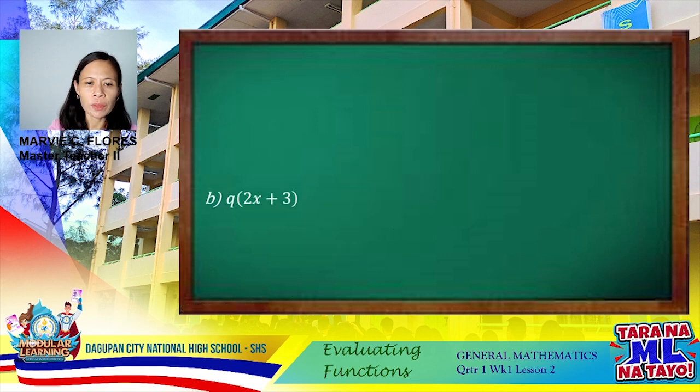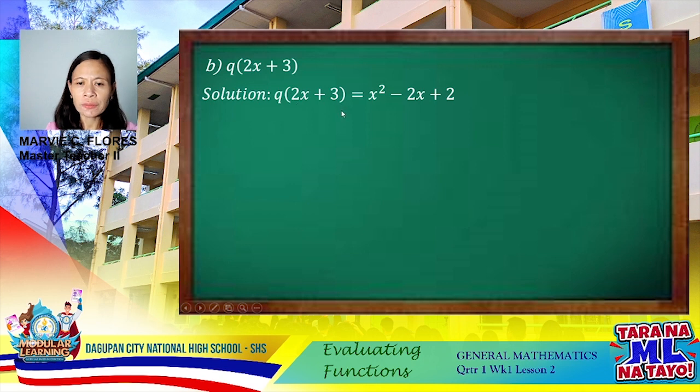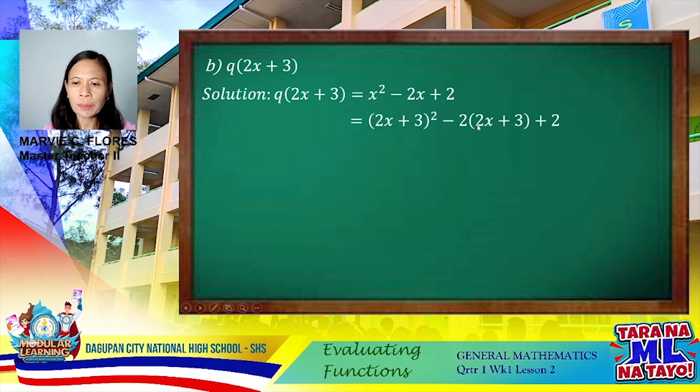Okay, next example. We're going to use this function, Q of x is equal to x squared minus 2x plus 2. And as the value of x again, 2x plus 3. So, substitute it. So this is 2x plus 3 squared minus 2 times 2x plus 3 plus 2.